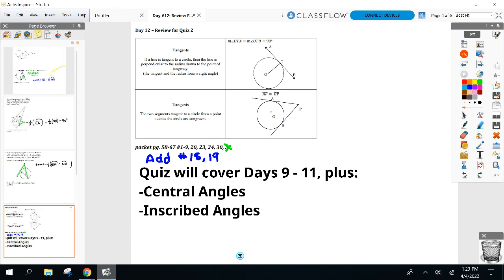All right, let's talk about quiz 2. Nothing from quiz 1 is there, except for inscribed angles and central angles. Nothing from quiz 1 will be there. All right, no circumference, no arc length, no radians, nothing. I won't even give you a formula sheet.